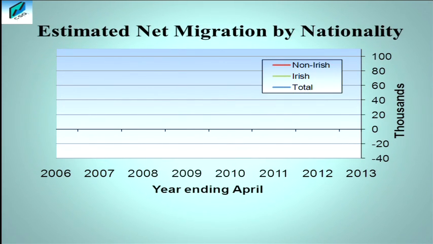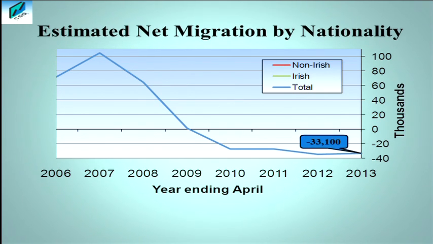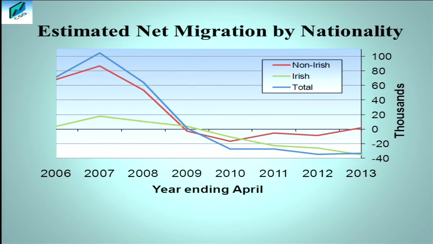Therefore, in April 2013, net outward migration is estimated at the minus 33,100 already mentioned, remaining broadly constant with the previous 12-month period. However, net outward migration has been driven by Irish migration flows. The outward migration among Irish nationals grew from minus 26,000 in April 2012 to minus 25,000 in April 2013. Over the same period, net migration of non-Irish nationals has gone from a net outward of minus 8,400 to a marginally net inward at 2,100.